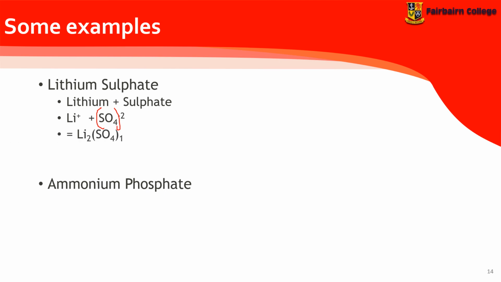So then we carry over the 2, so it's Li2, and we carry over the 1 from the lithium, and we write it as such. But we know that we are not supposed to write that 1, so that 1 falls away. And here's the thing, if the 1 falls away, the brackets fall away as well.